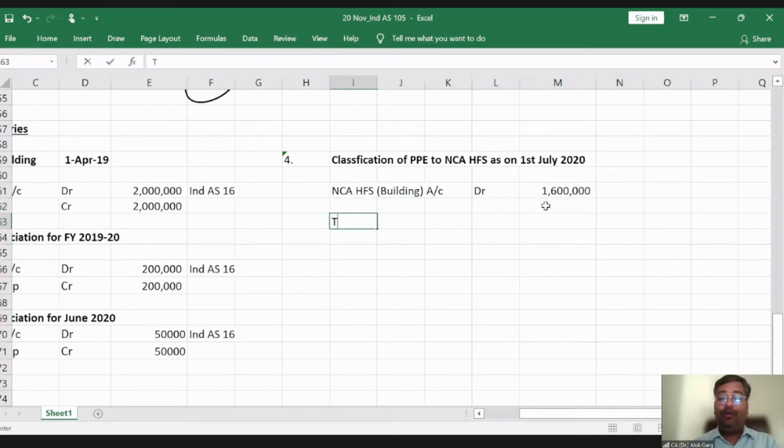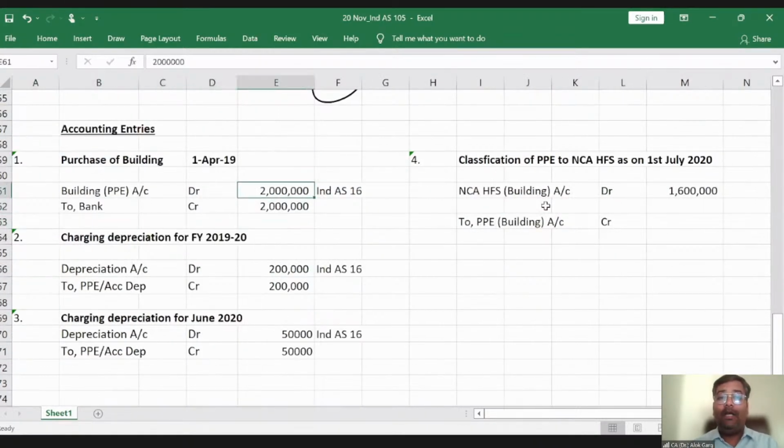Second, you need to credit PPE. There is no PPE now. To PPE building account will be credited. And what is the value? So the building account will be credited by what value is left in the building PPE account? 20 minus 2 minus 50,000. 17 lakh 50,000, right? 17 lakh 50,000.